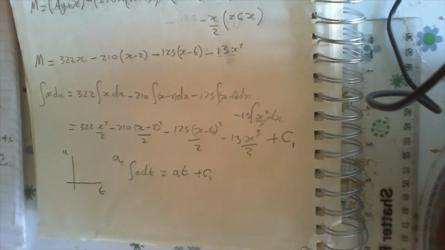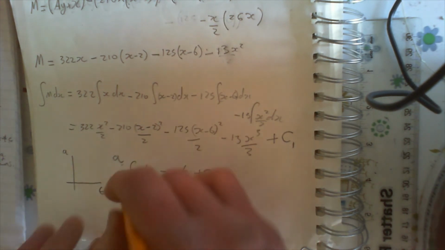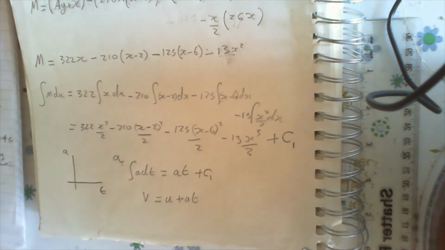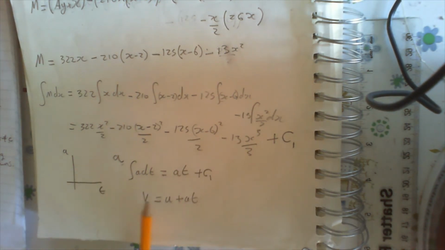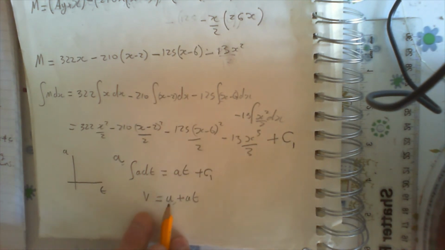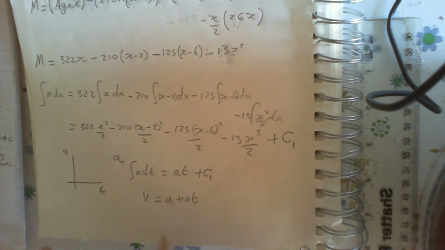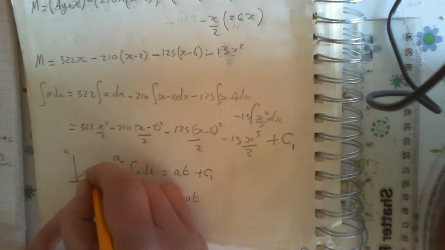Now, we all know that the velocity equals u plus at, and that's what that is. And so this constant here, what is that? We know that's the initial velocity. So what this does is it brings in a kind of starting condition. If this was 0, you'd be starting at the origin.